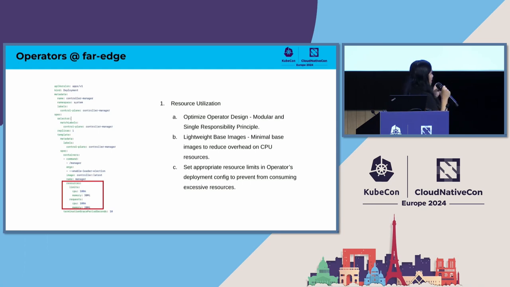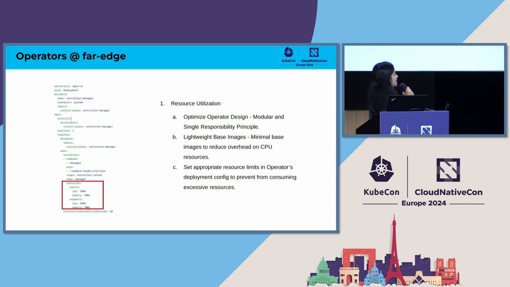And this is a very important topic because by single responsibility principle, I refer to having individual responsibility on the controller level rather than the operator level itself, which means a single operator can have multiple controllers and each controller can manage individual tasks. Next is lightweight base images, which means probably use images which are lightweight and do not contain unnecessary packages, which are not useful for the application or for the functioning of the operator itself. A very simple example for this is using UBI minimal instead of UBI itself.